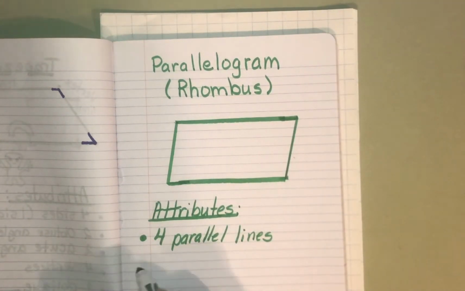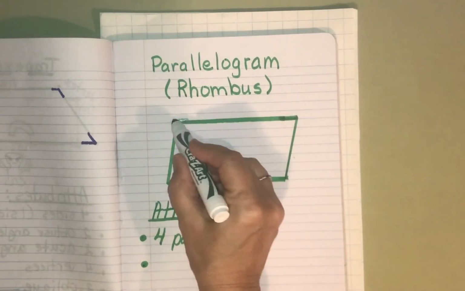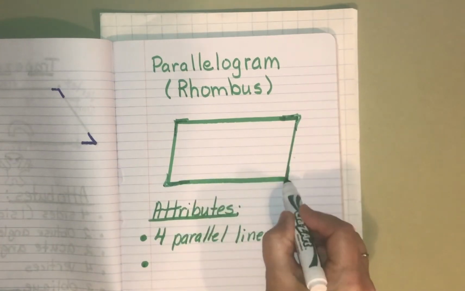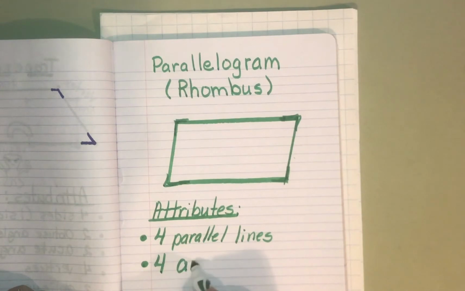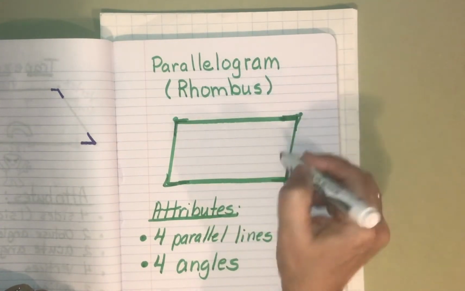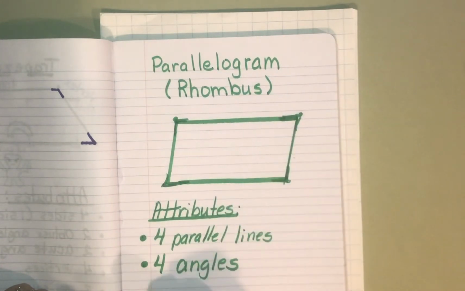Okay? We also notice that it does have how many corners or angles? 4 angles. All right, and if it has 4 angles, then remember, these also have a name called the vertex, or since there's 4 of them, 4 vertices.